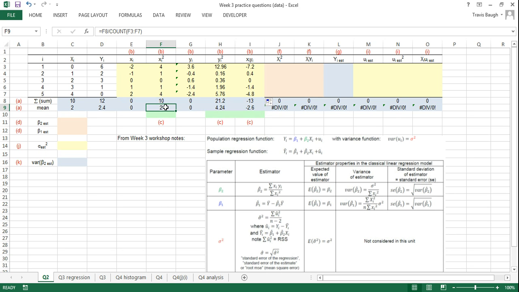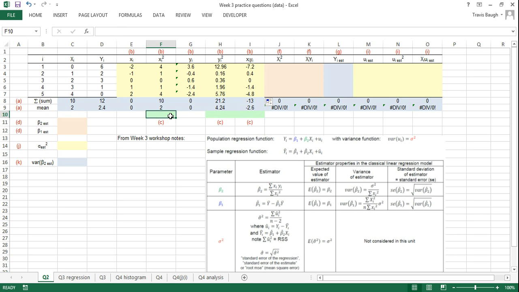So this cell here is actually the variance of x if we treat the x values as a population. So we're dividing by n here. Similarly, this value here is going to be the variance of the y values if we're treating those y observations as a population. And this number here is the covariance of x and y.